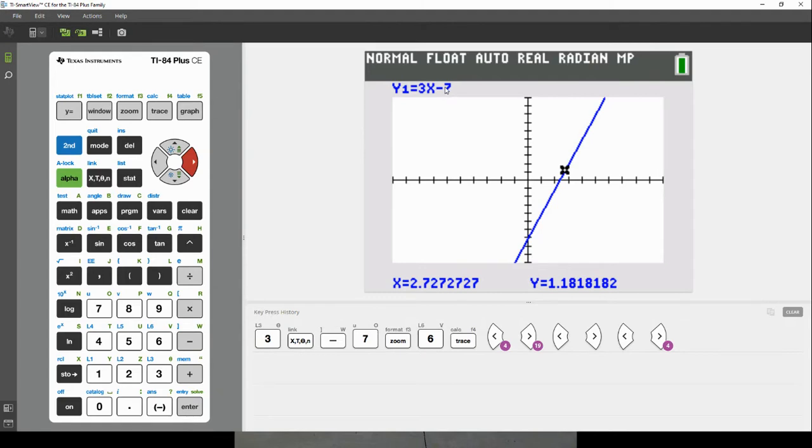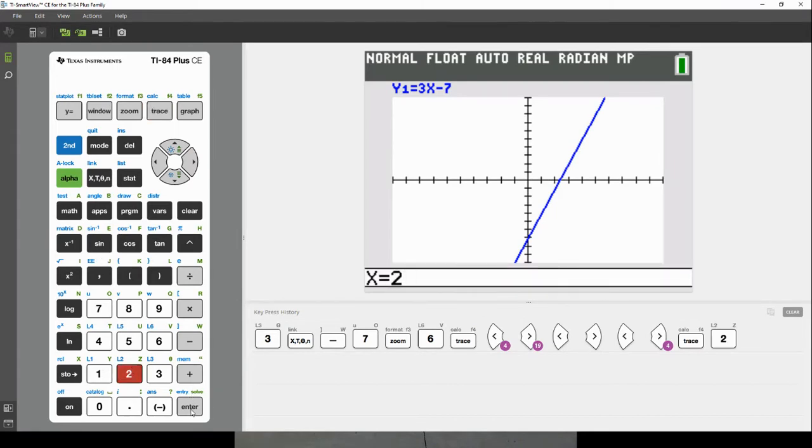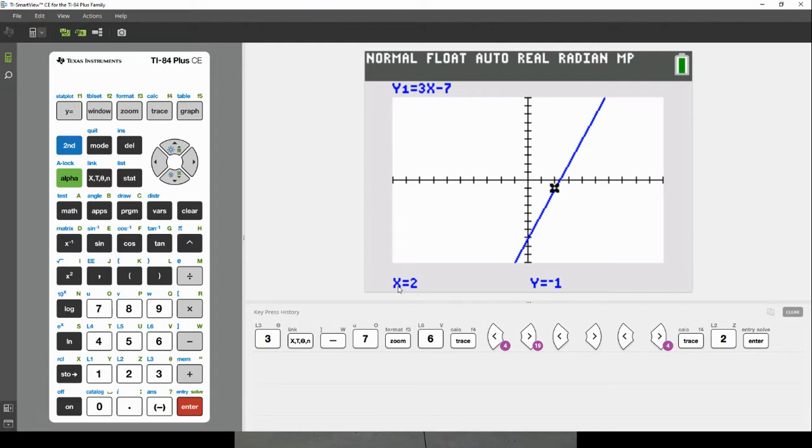If we want to find what the value of y is when x is equal to 2, we can hit Trace, number 2, and Enter. That puts in our x value of 2. So if you wanted to find a specific x value, you can hit Trace, whatever that x value is, and hit Enter. We can see here that when x is equal to 2, y is equal to negative 1.